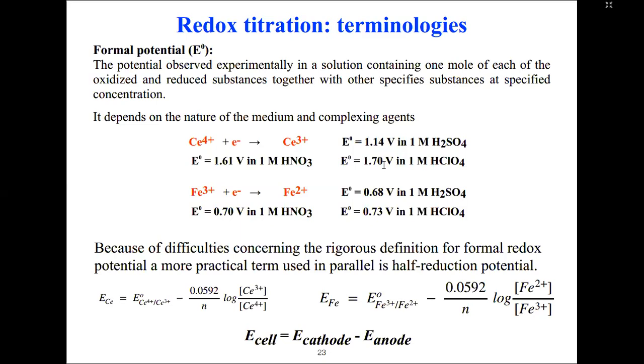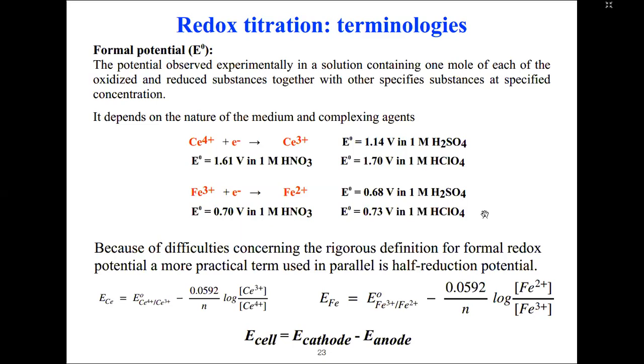Okay. If it is HClO4, then 1.70 voltage. Similarly for iron, so here the equation is given for the reduction as well. Iron 3 plus changes to iron 2 plus. There is gain of 1 electron. The E naught value is 0.68 in 1 molar sulfuric acid, 0.70 in nitric acid, 0.73 in HClO4. So what these values are trying to show you is that the reduction potential changes depending on the concentration of the other species as well.